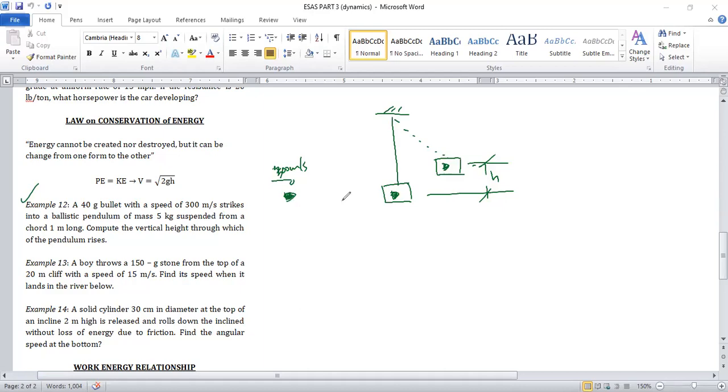Okay, so the approach should be, the kinetic energy of the bullet is equivalent to the potential energy of the bullet and the pendulum, so this would be the total.